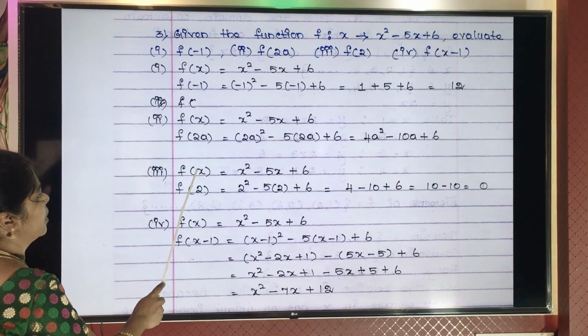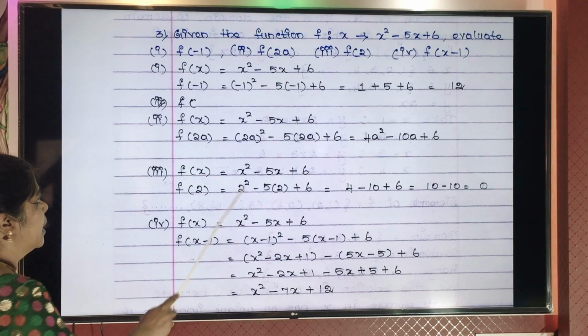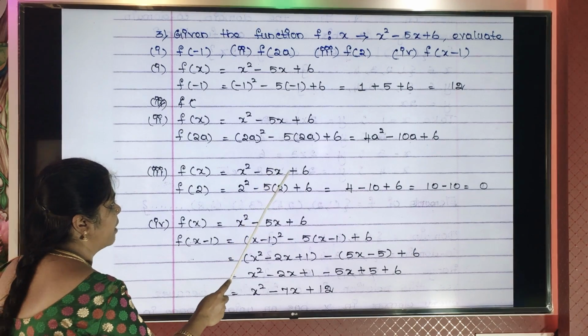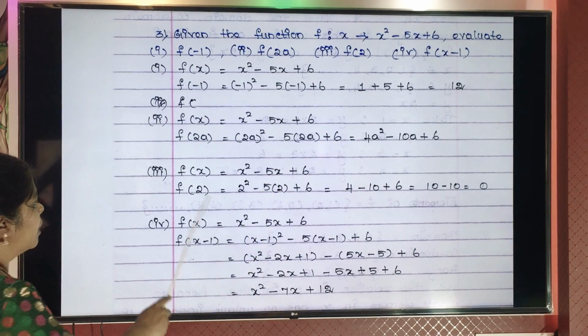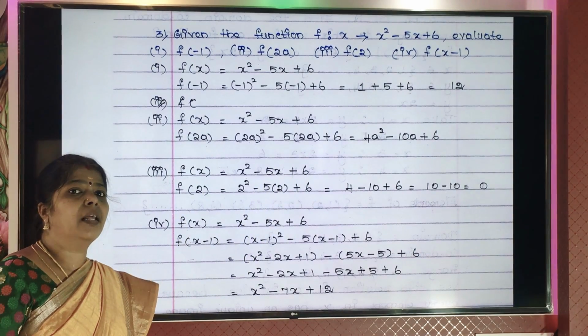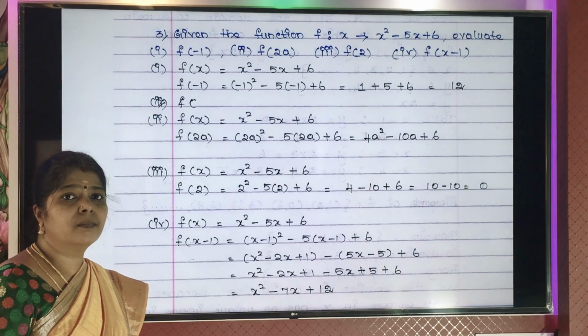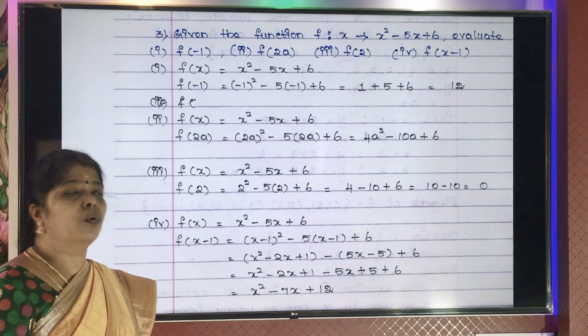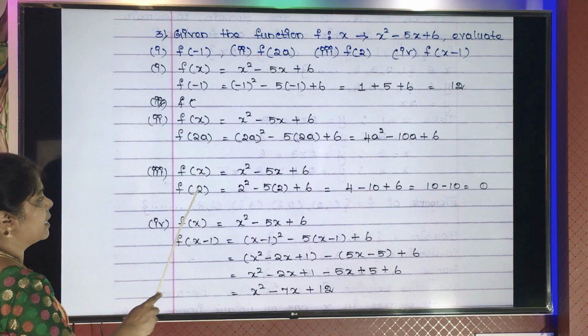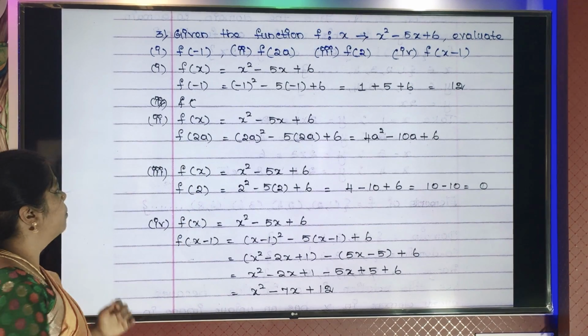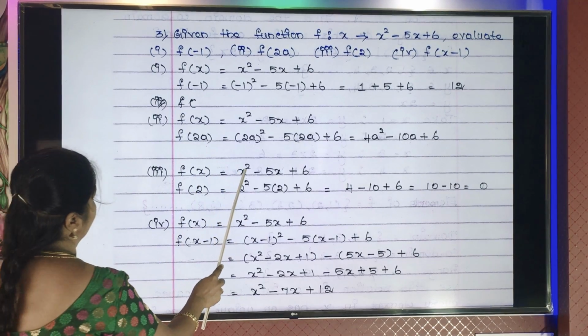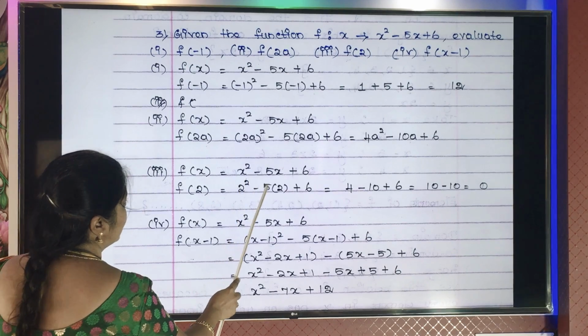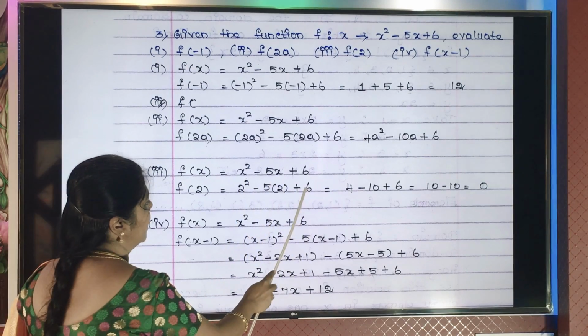Again, you write what is f of x. What is f of x? x square minus 5x plus 6. Now tell me, in the place of x what you will put? Yes, 2. Very good. So in the place of x, now you have to substitute 2. So when you substitute 2, you will get 2 square minus 5 into 2 plus 6.